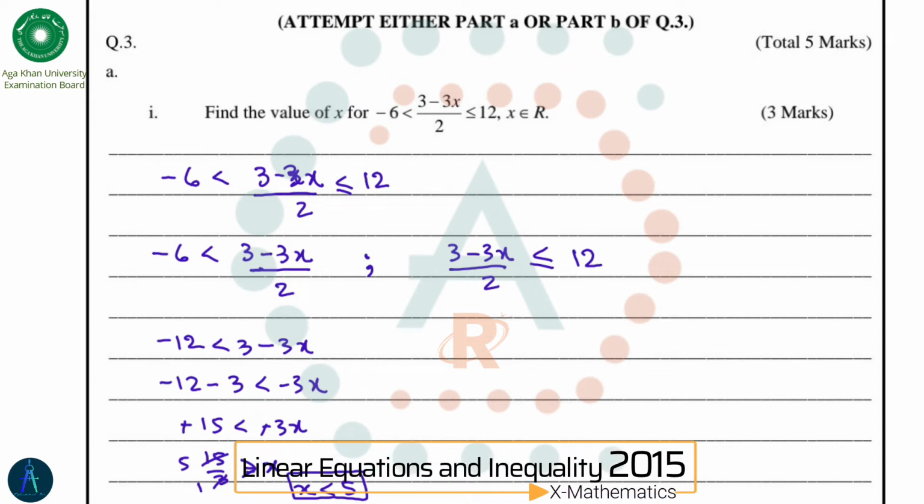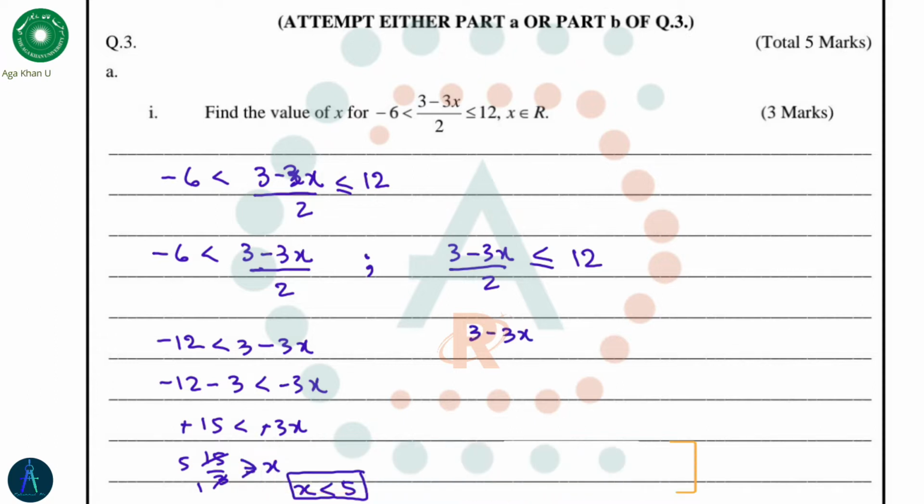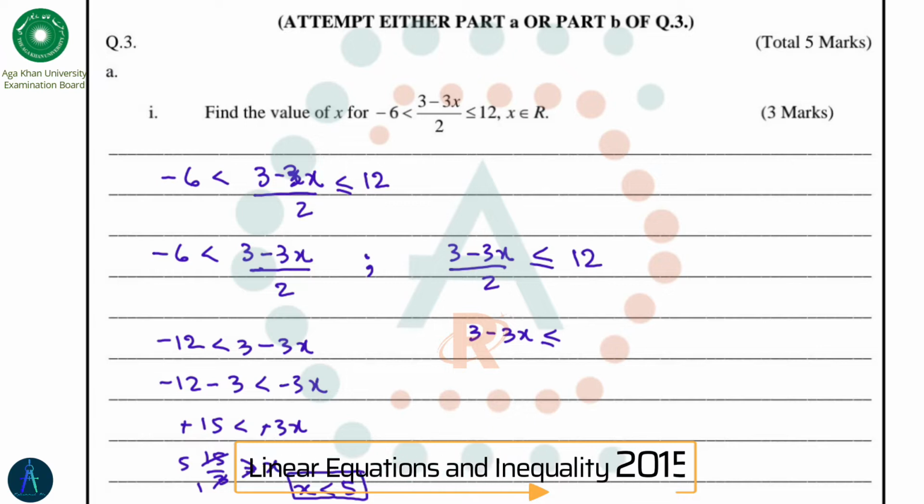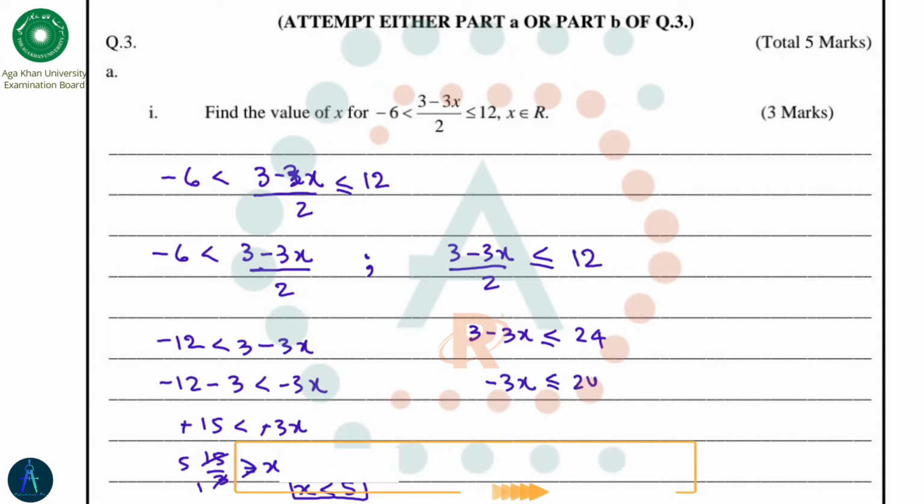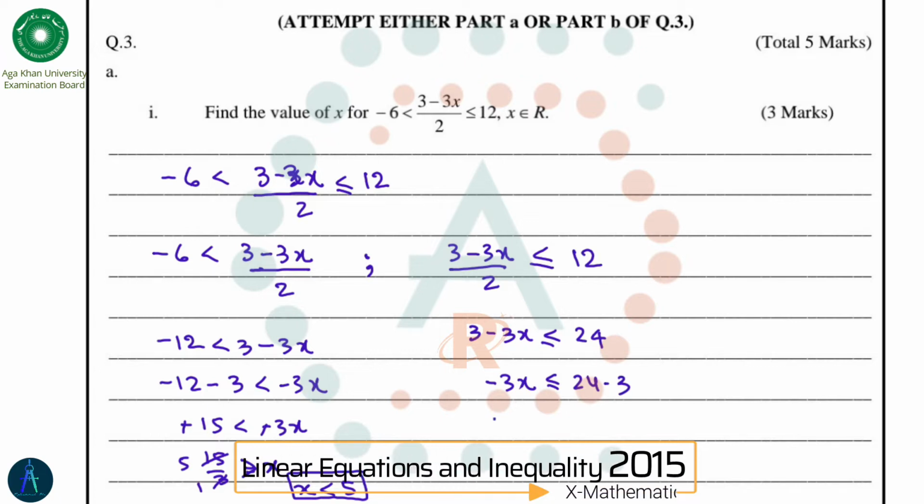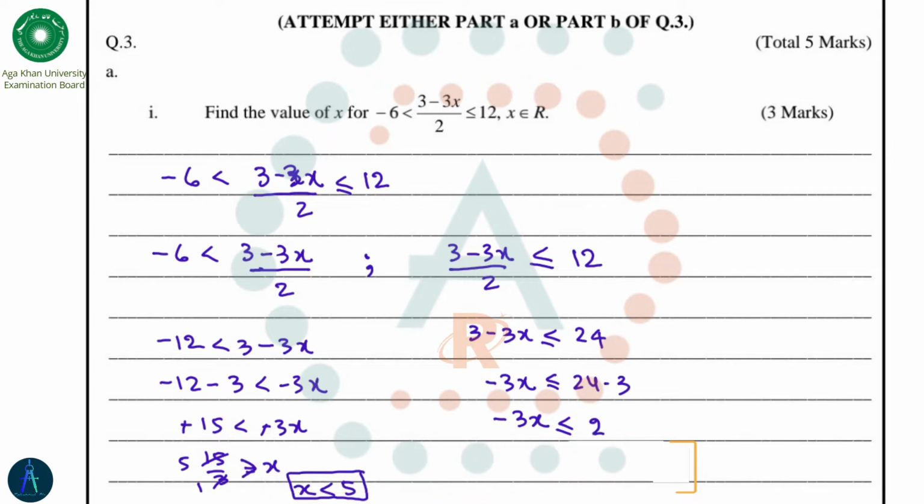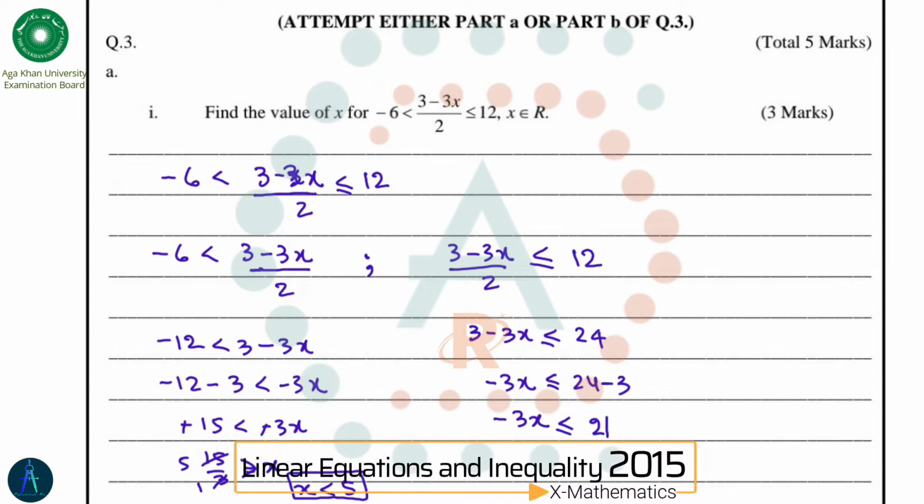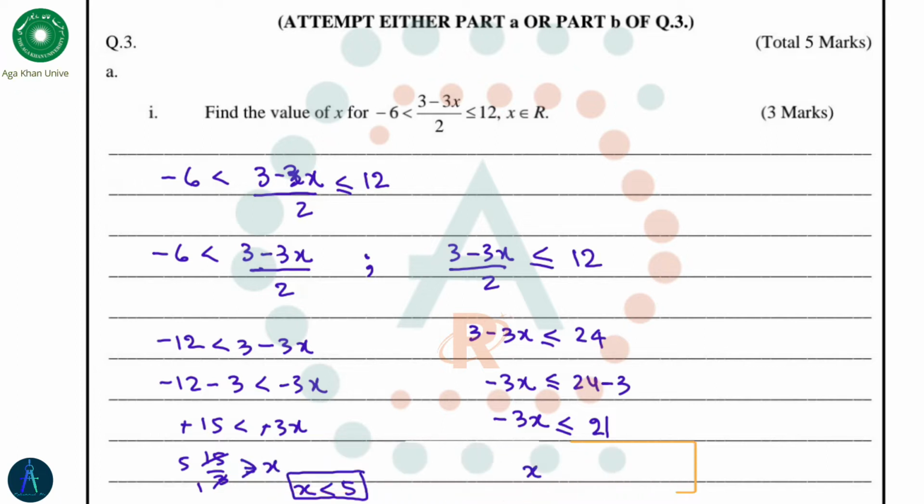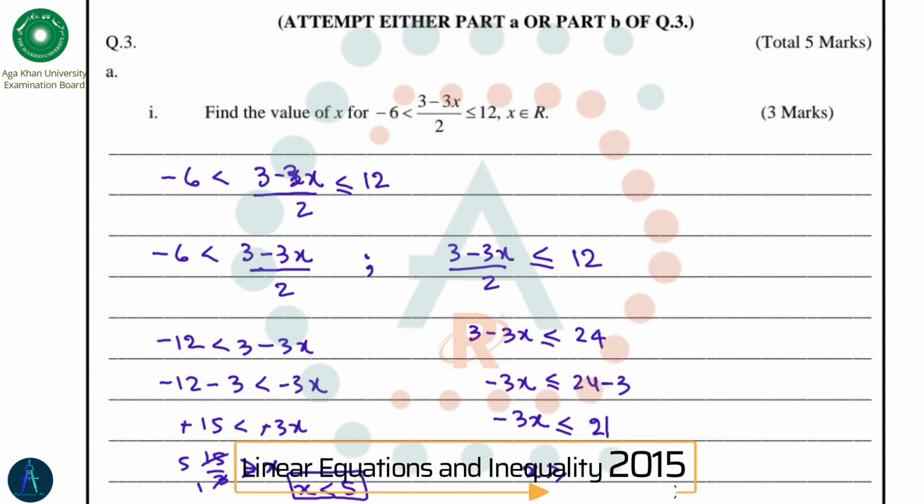Second part के लिए solve करते हैं. So 3 minus 3x will be less than or equal to 12 into 2 is 24. Then minus 3x will be less than or equals to 24 minus 3, that is 21. So minus 3x less than or equals to 21. Minus 3 will be divided on the other side and the sign of inequality will be reversed. So x is greater than or equals to -7.